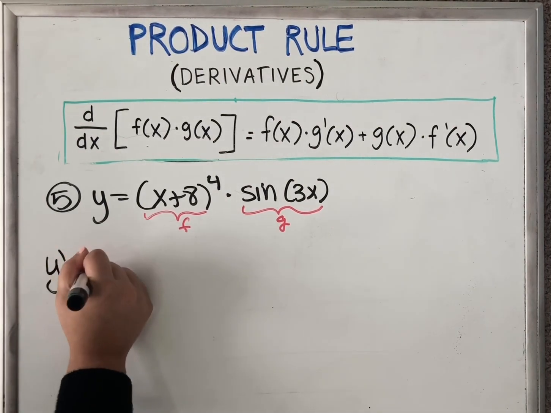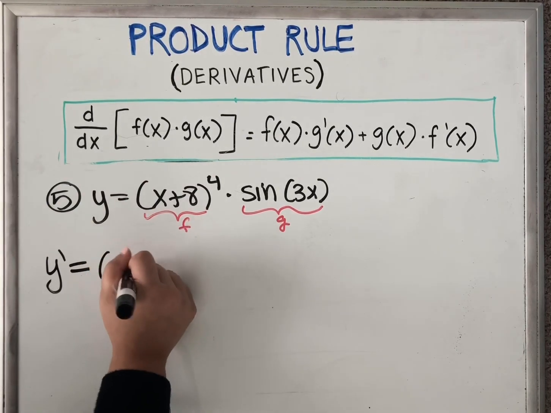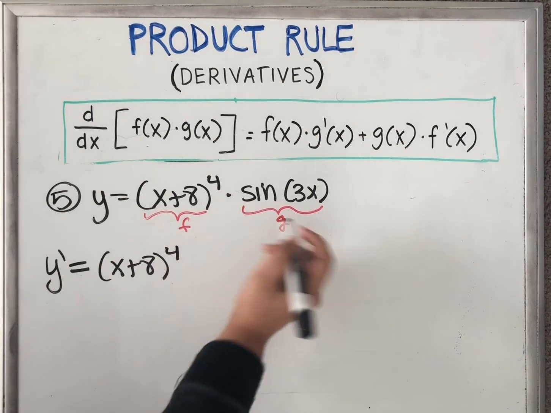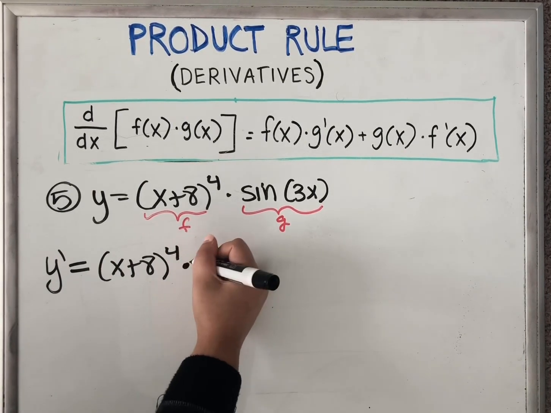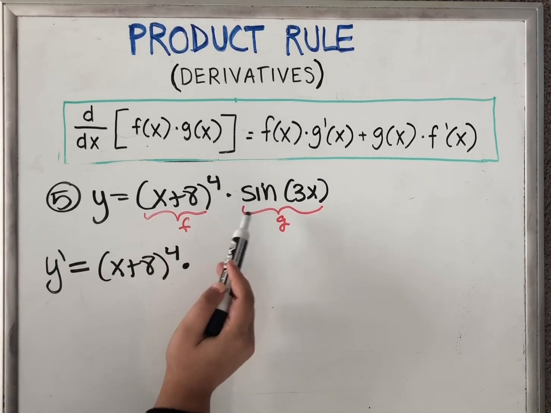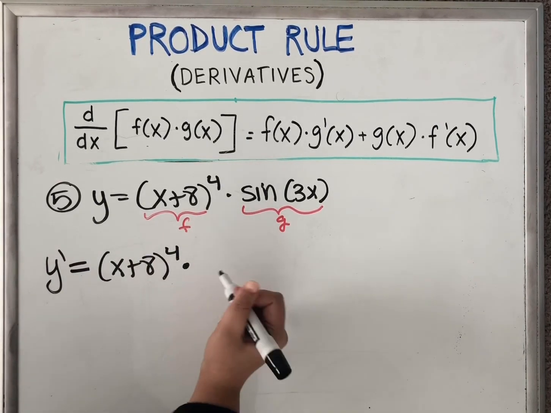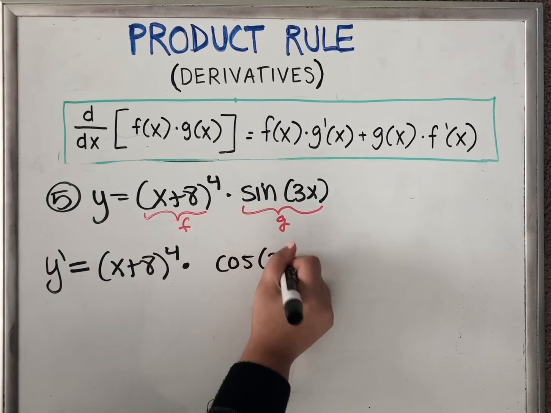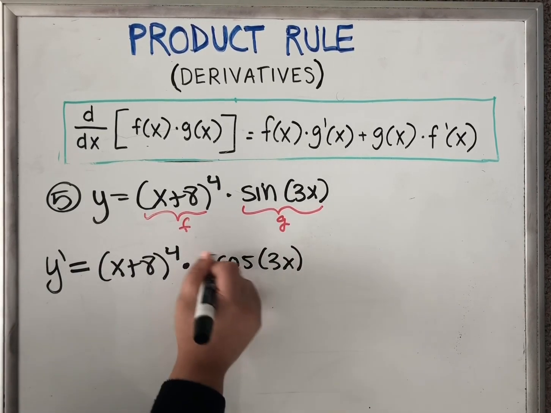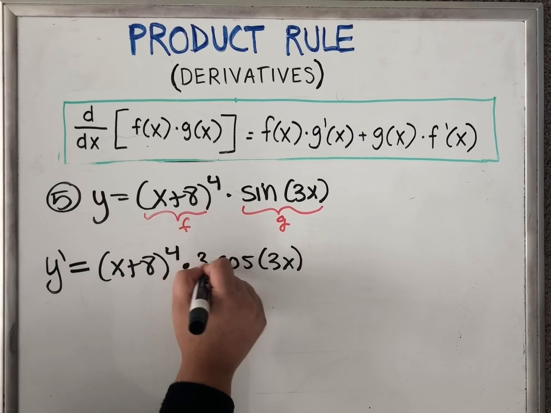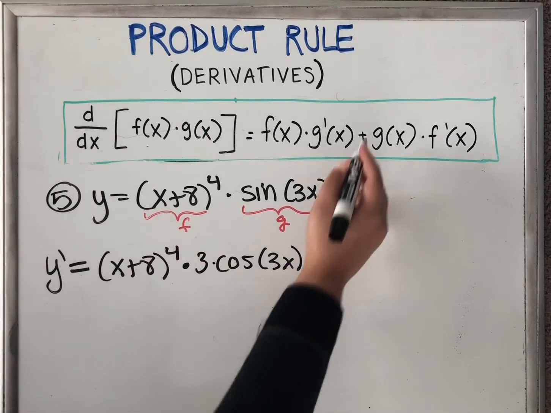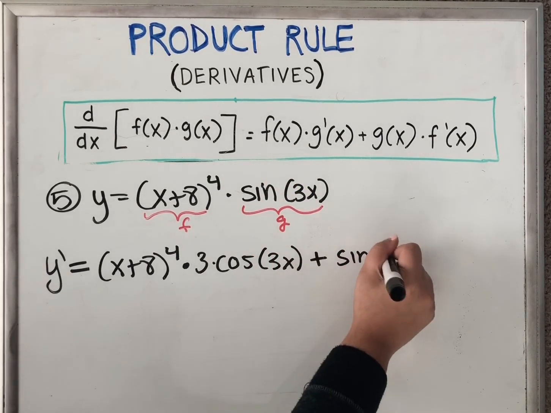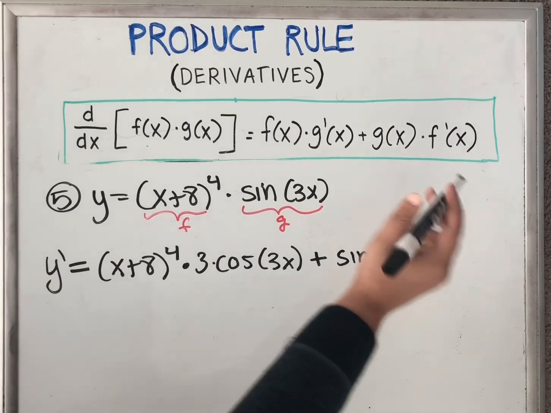So y prime is going to be f, so this whole thing, (x plus 8) raised to the 4th, times the derivative of g. So here, we're just going to call upon our knowledge of trig derivatives and chain rule. The derivative of sine is cosine, so we get cosine 3x, and by the chain rule we have to multiply by 3, the derivative of the inside. So we get 3 times cosine 3x. Okay, moving on within our product rule, we have a plus our g of x, which is sine of 3x, multiplied by f prime of x.